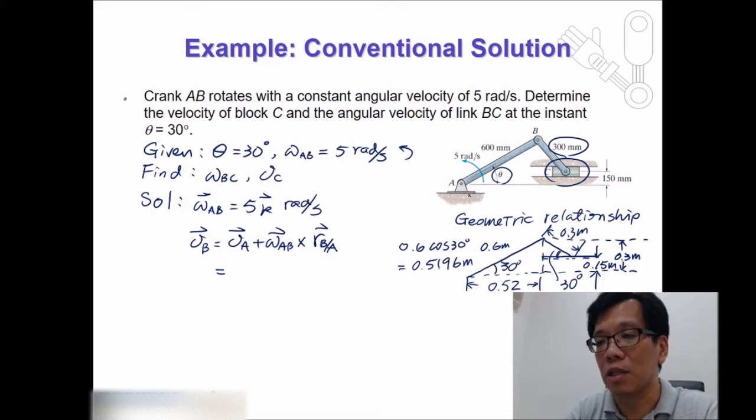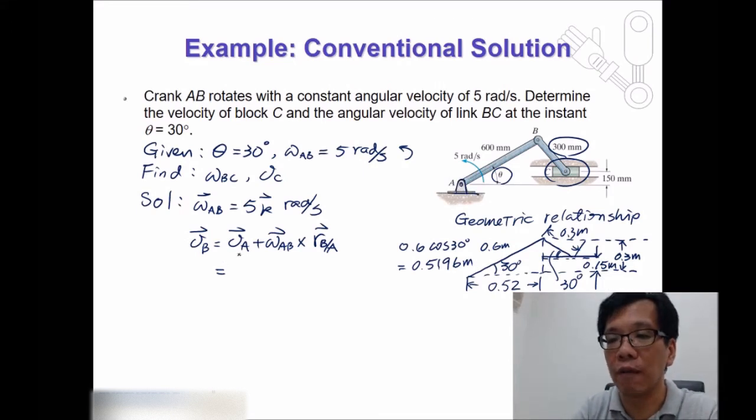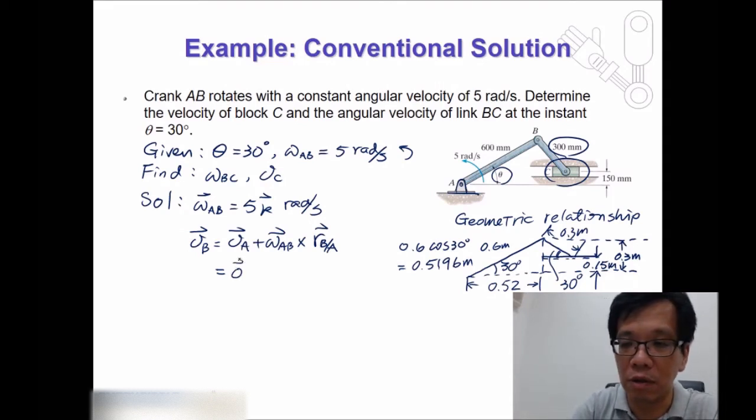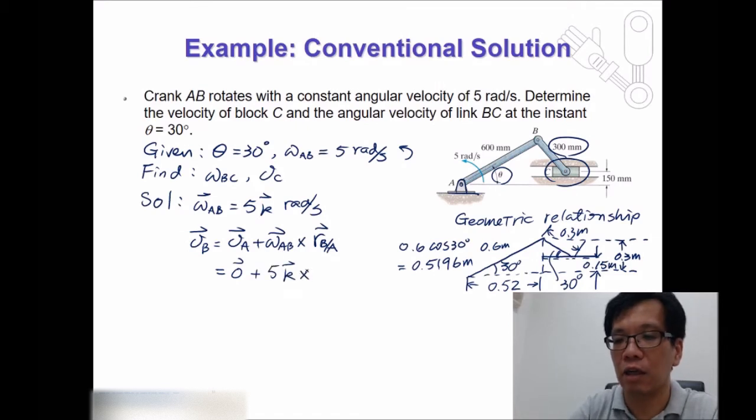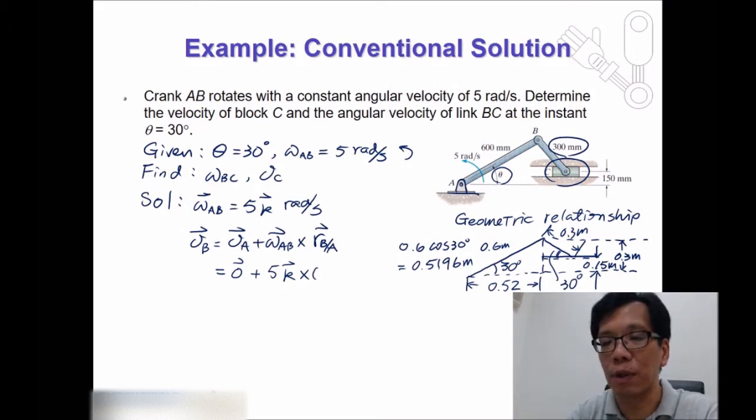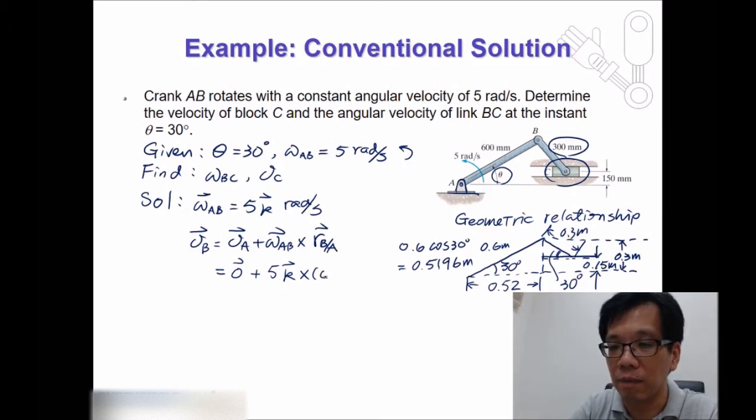So VA, obviously, this point is a fixed one. So we do not have any velocity over here. So this one is going to be 0 plus 5k cross product. Since we have all the geometry information on the other side, we can just plug in. That is going to be 0.52 I plus 0.3 J.